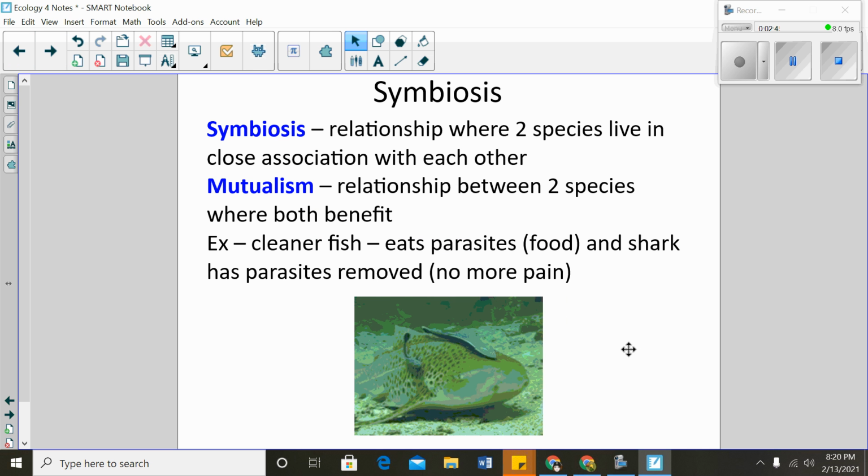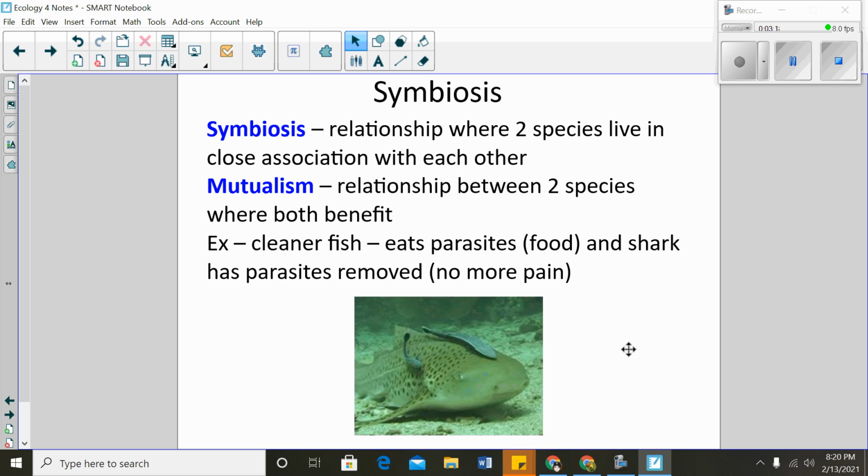All right, so we can now look at some specific relationships. We have what's called symbiosis. This is a relationship where two species that normally don't interact will live in close association with each other, either happily or unhappily. There are three different types. Let's look at the first one here. This is called mutualism. This is a relationship between two species where both benefit.